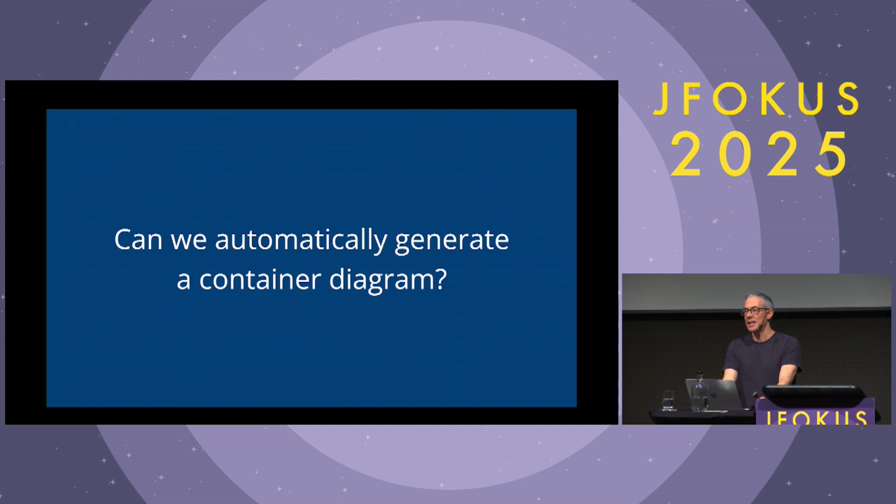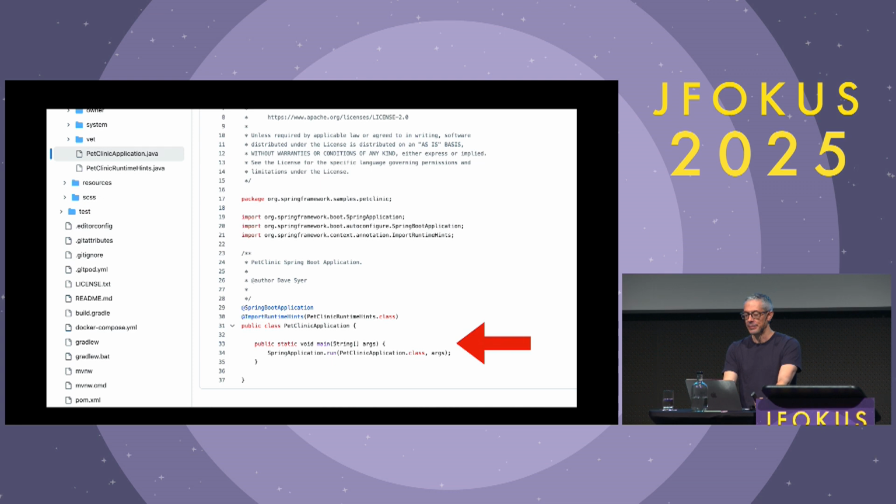What about the container level showing applications and data stores? Can we generate this automatically from the code base? Potentially, but it's not particularly straightforward. If we look through the code base, you'll find the Spring Boot application entry point. This is the public static void main method with the annotations. So that corresponds to the web application box. Right, so that's kind of nice.